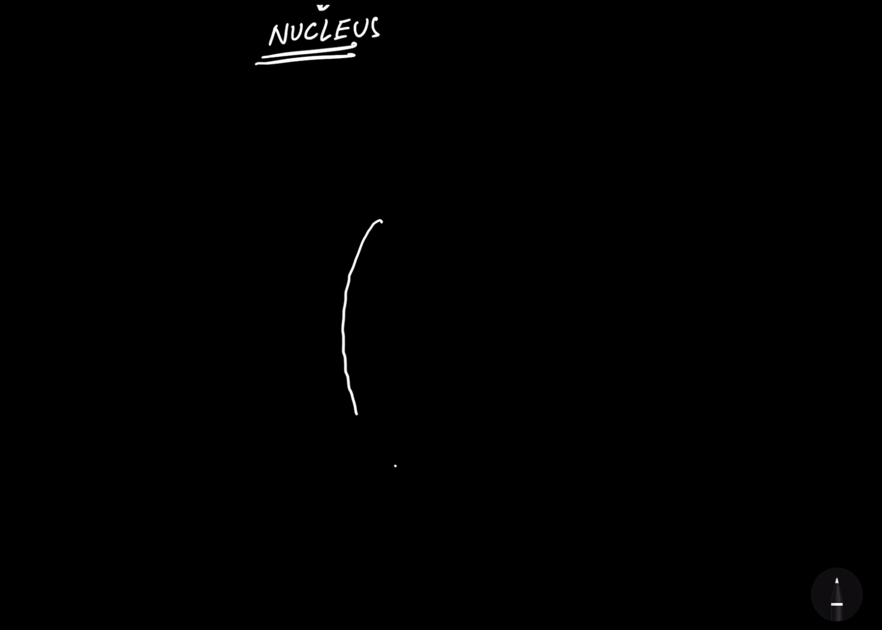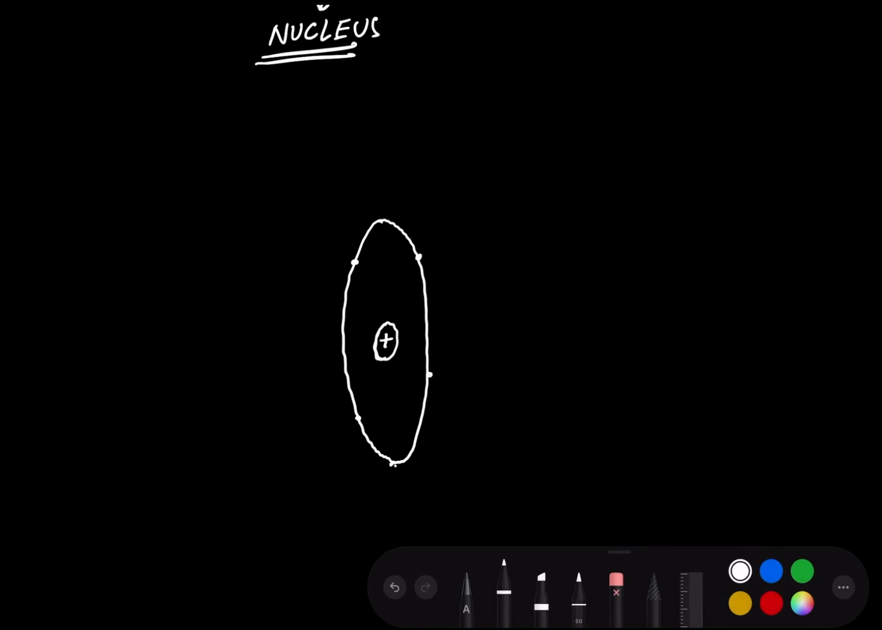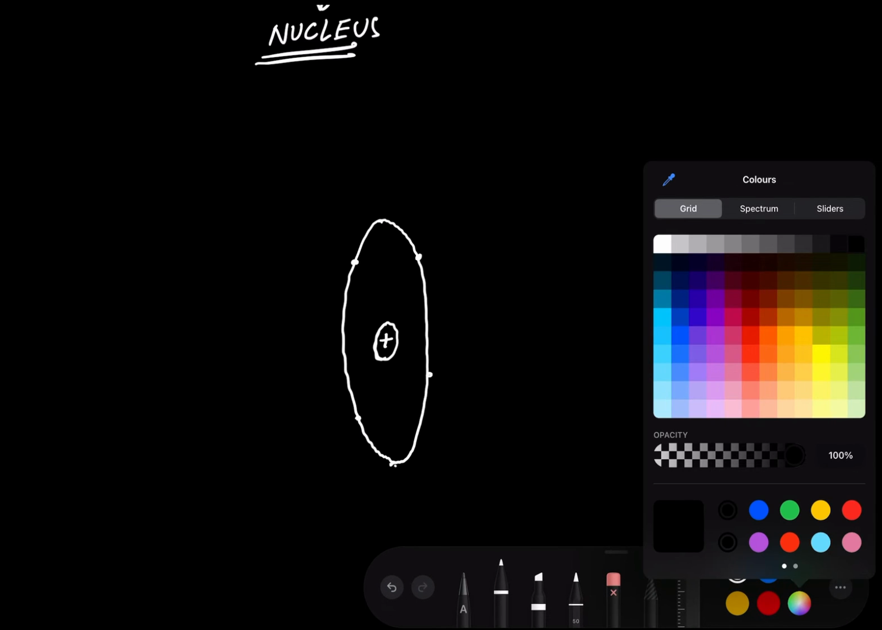Let us take this outer orbit of an atom, and that's its nucleus. That's my nucleus with positive charge, and electrons just revolve around the nucleus. So that's a complete zoomed in structure of atom. Now I'm talking about the alpha particles.